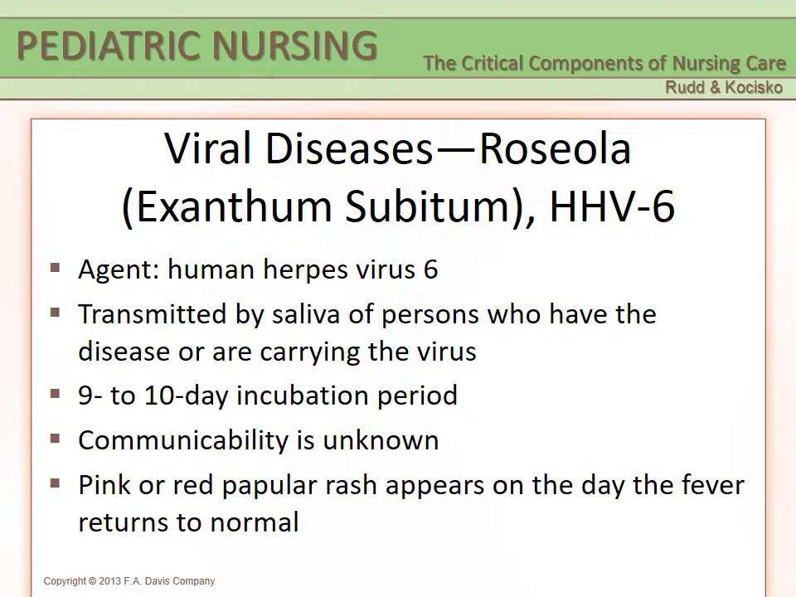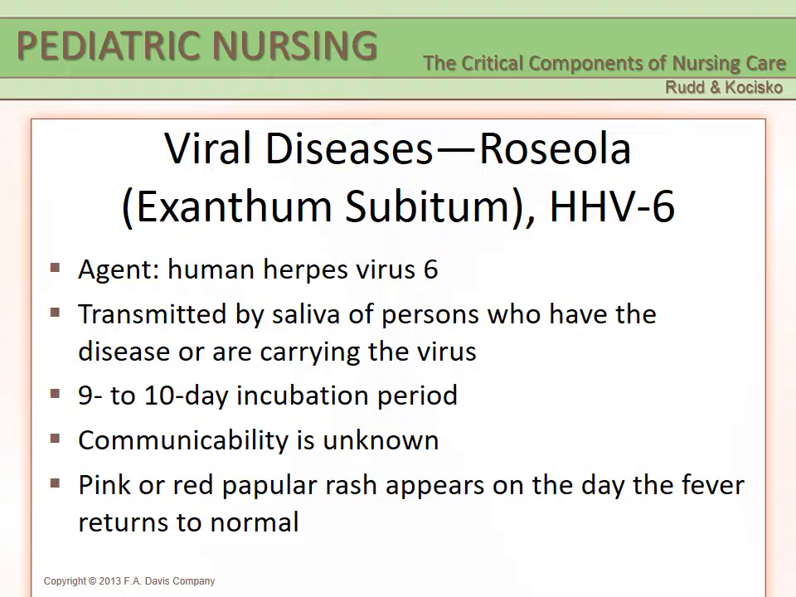Typically, you'll see it's a viral illness that most commonly affects young kids between 6 months and 2 years of age. As far as symptoms, they'll have several days of a high fever, and then they'll have a very distinctive rash just as the fever breaks. It is typically seen due to human herpes virus 6. It's transmitted by saliva of persons who've had the disease or are carrying the virus. Apparently, 75% of adults actually carry the virus in their saliva without having any symptoms.